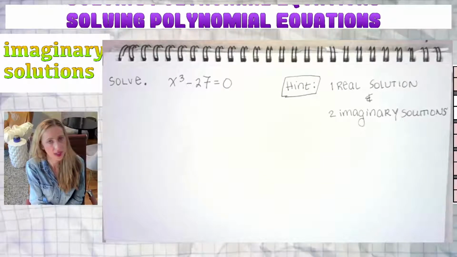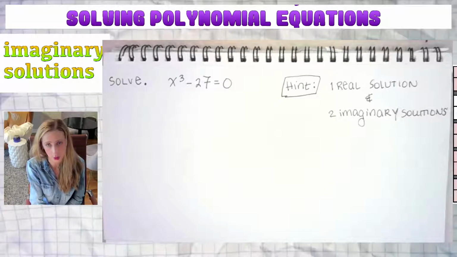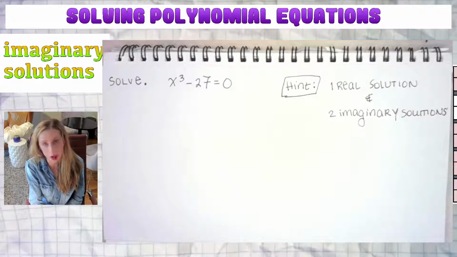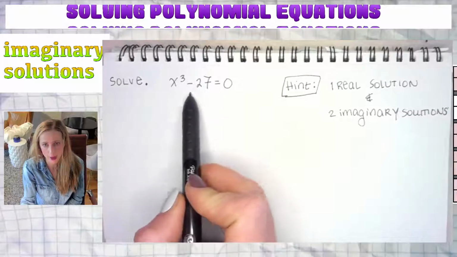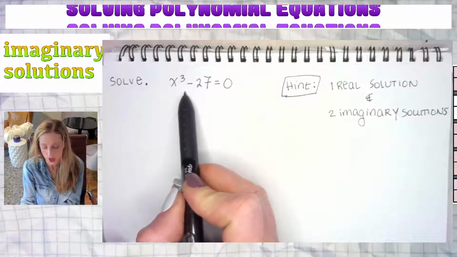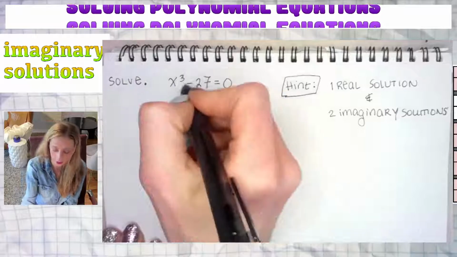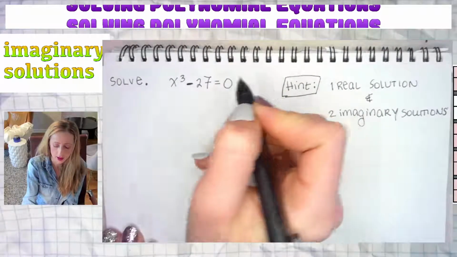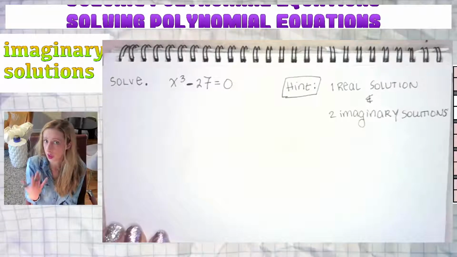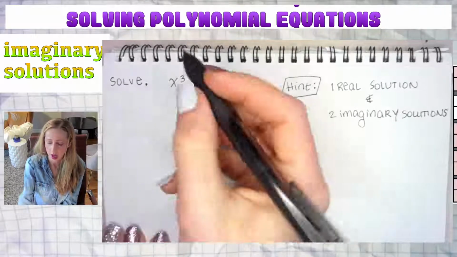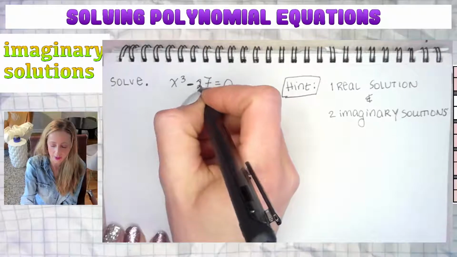All right, in this example, we are solving a polynomial equation. This particular polynomial equation is a cubic binomial. We have two terms. We have x to the third power minus, subtraction, or sometimes we use the word difference, find the difference, minus 27.